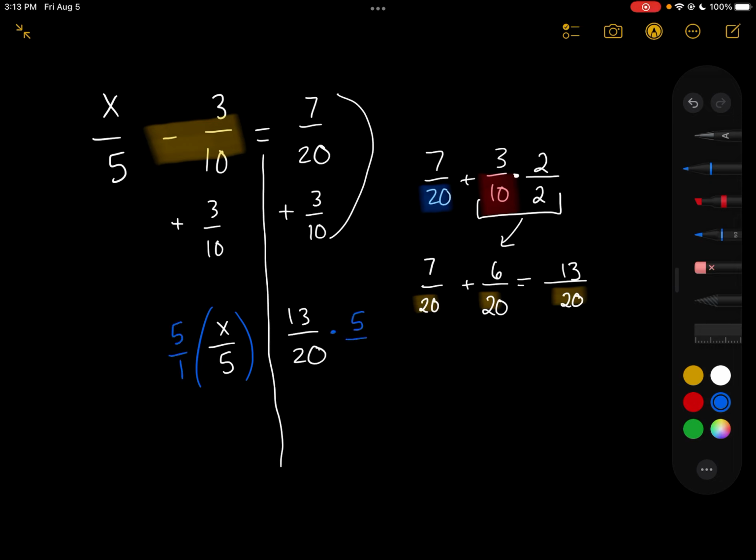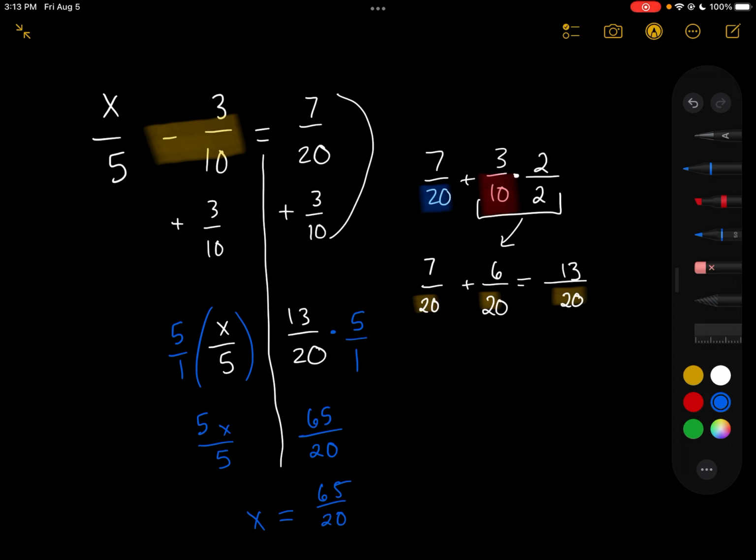And when we do this, what we're going to see is on the left side, it'll be 5x over 5. And on the right side, we'll get 65 over 20. And 5 divided by 5 simplifies to 1, so we'll just have x. And then on the right side, we'll end up with 65 over 20.